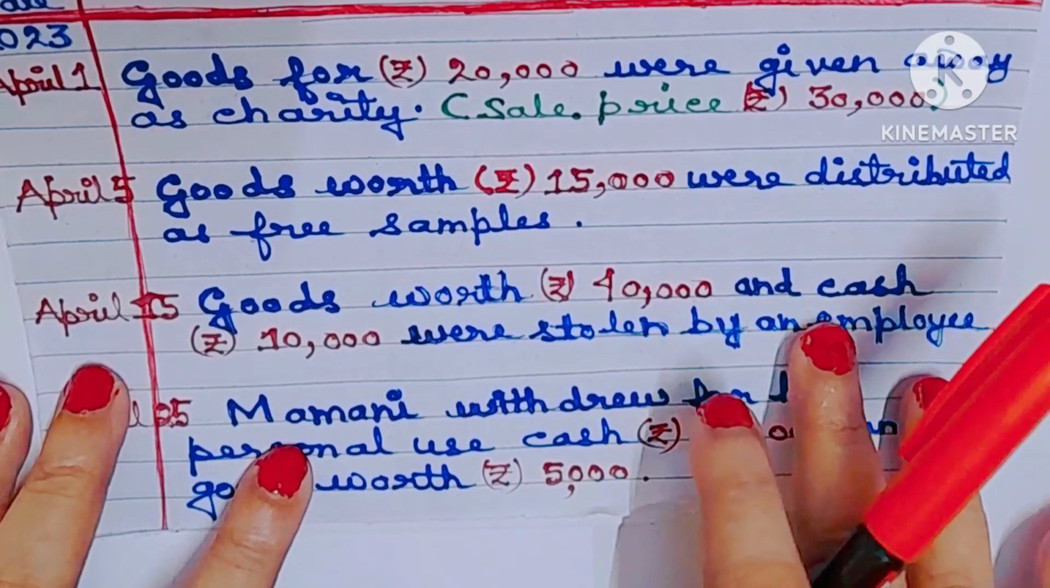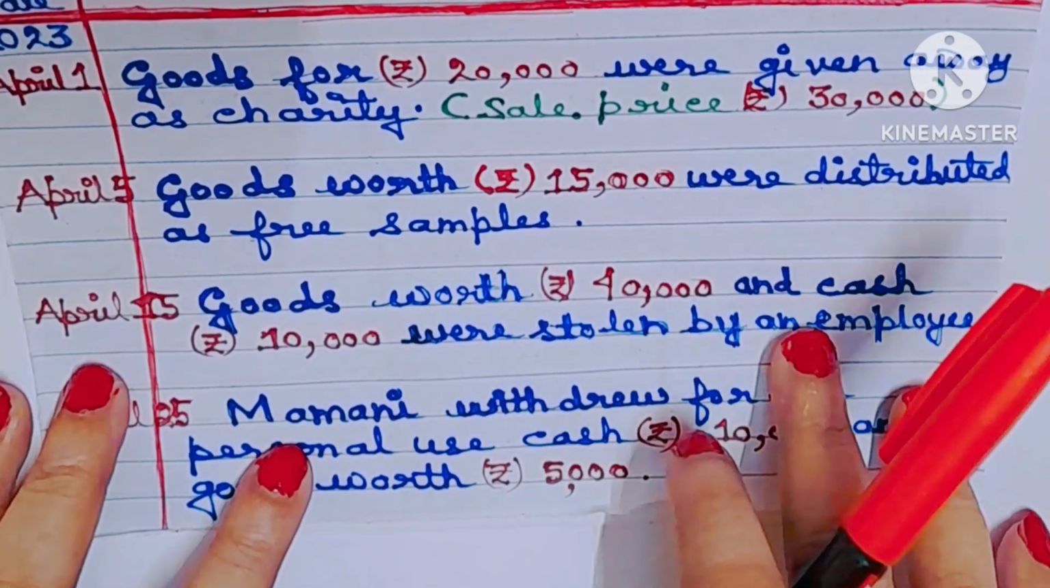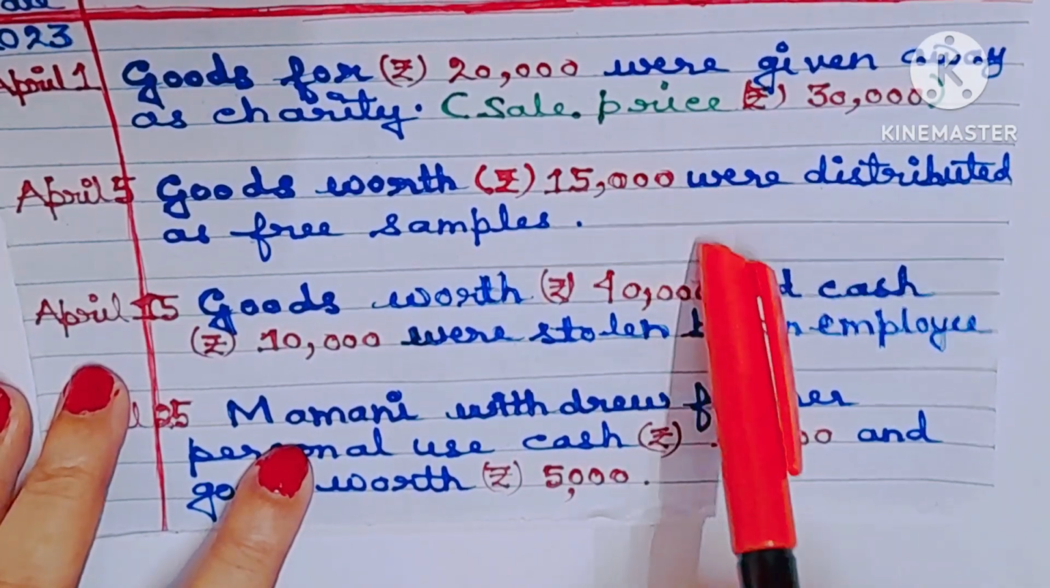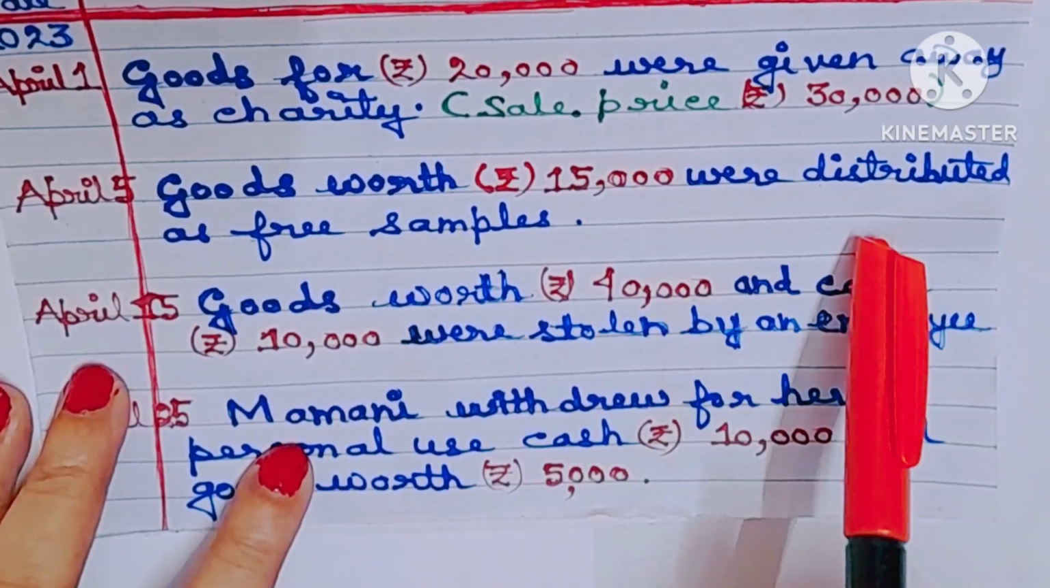So this is a compound journal entry. What is compound journal entry? Please remember, the first 2 transactions were simple journal entry. What is simple journal entry?